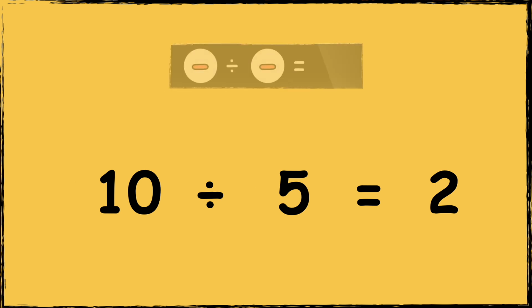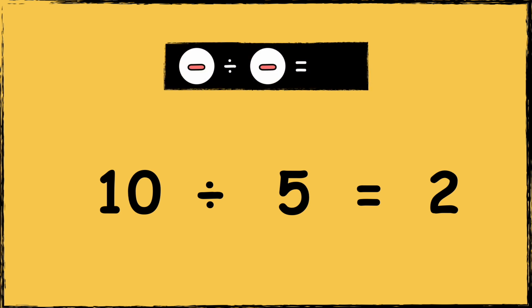Now let's look at what happens when we divide a negative number by a negative number. So now we have negative 10 divided by negative 5. When both numbers are negative, the negatives cancel each other out. So the answer will always be positive. So negative 10 divided by negative 5 is positive 2.